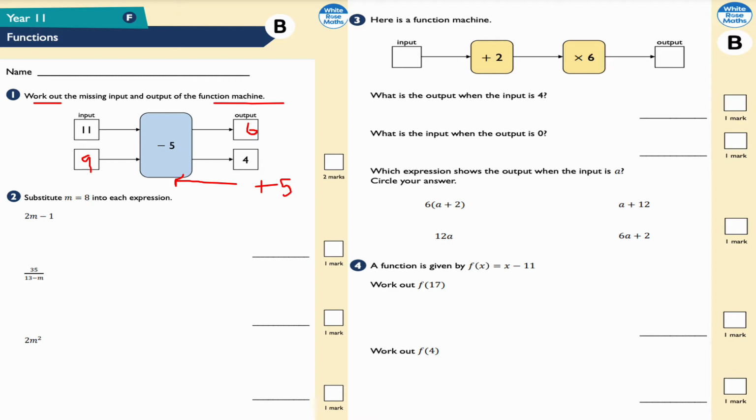Question number 2, guys. Substitute m equals 8 into each expression. Well, 2 lots of 8, subtract 1. Well, 2 times 8 is 16, take away the 1, and I get 15, guys. Next question, subbing in m equals 8, I get 35 divided by 13 minus 8. Well, 13 subtract 8 is 5. So I get 35 divided by 5, which is equal to 7.